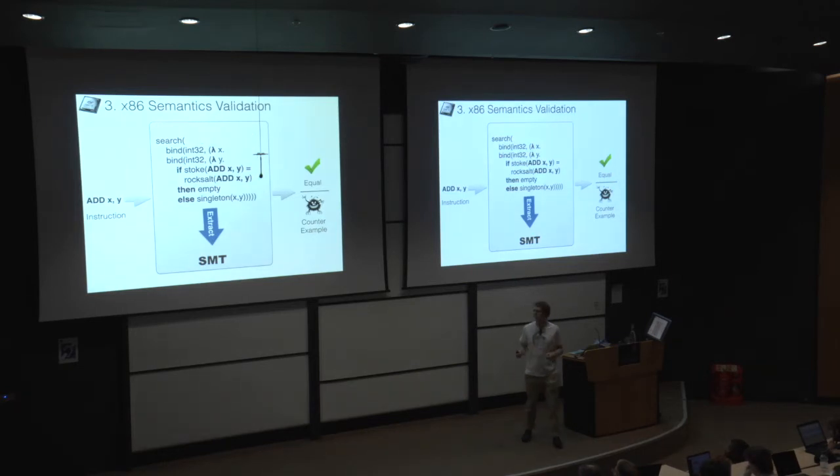Last but not least, we verified the equivalence of two very different x86 semantics. One of the semantics that we had here was the Stoke semantics, developed at Stanford, a semantics for x86 that's targeted directly to SMT. And then we also use the semantics developed by Greg Morrisett that is written in Coq. So we have a Coq x86 semantics.